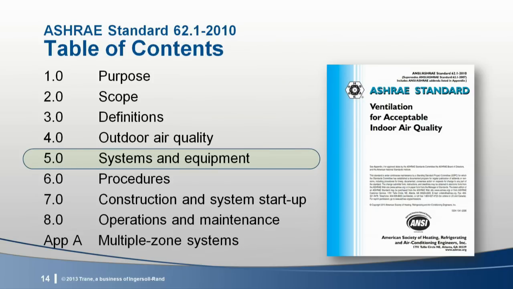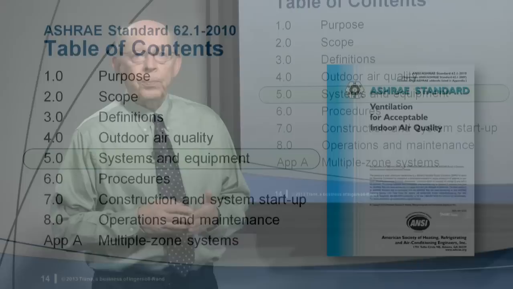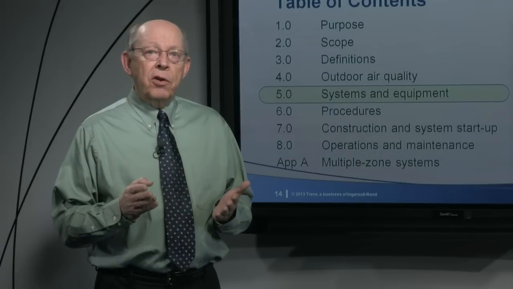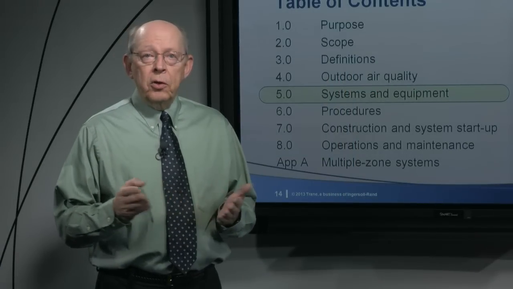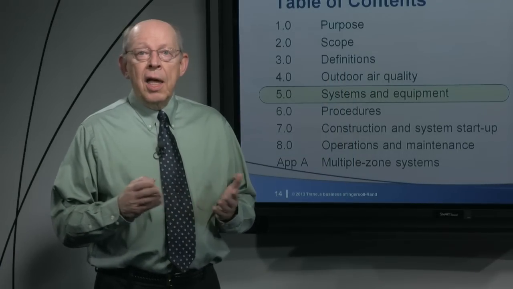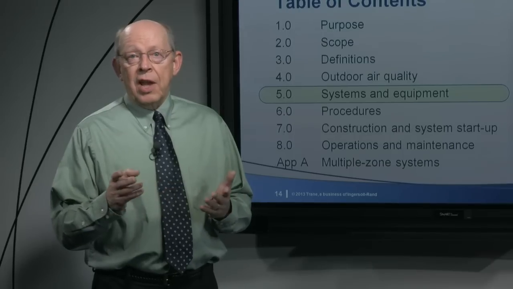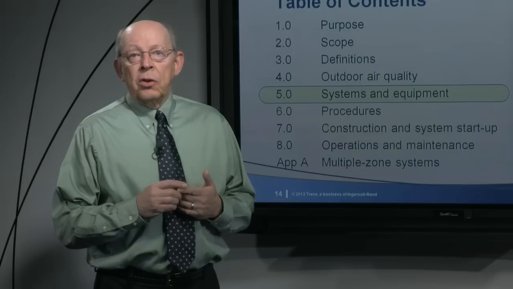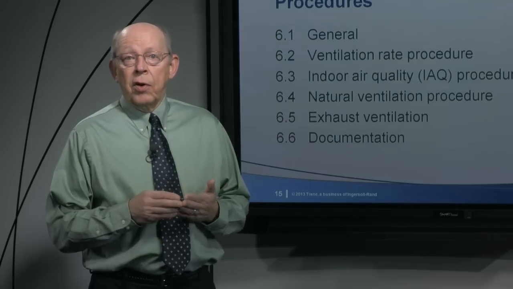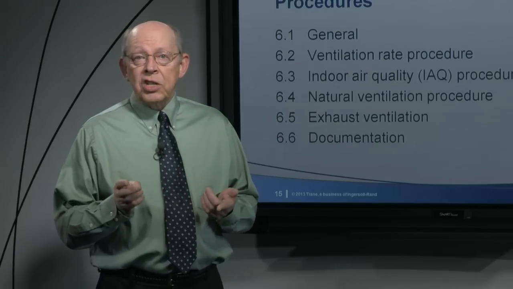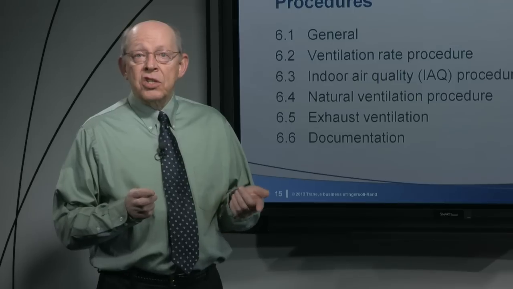When met, these requirements should help to establish a baseline for building contaminant emissions so that the prescribed ventilation rates and procedures in Section 6 can actually be expected to work. These sections cover a lot of ground, so we've included them in the supplemental material since we want to focus on Section 6 today.